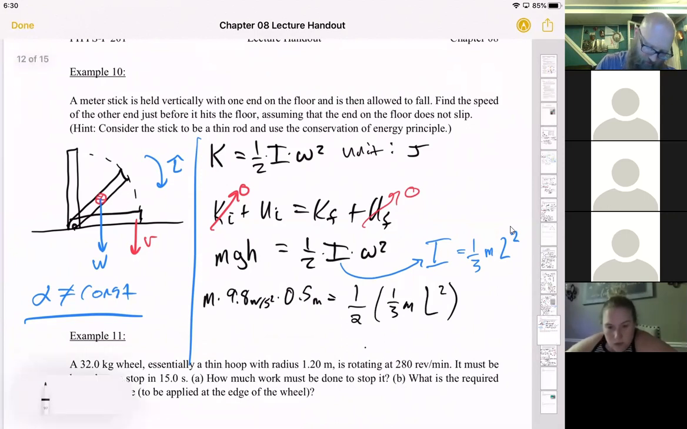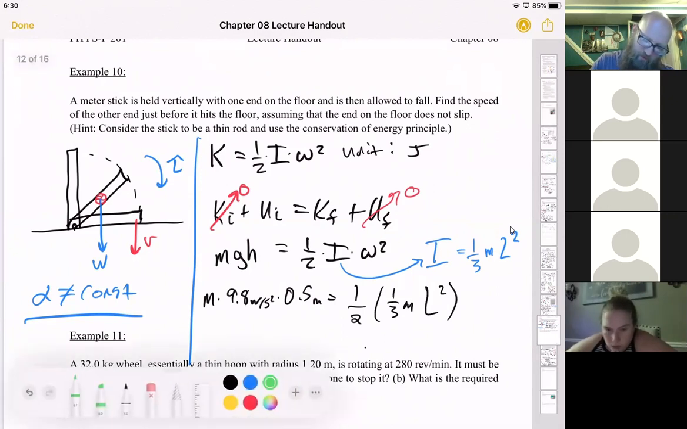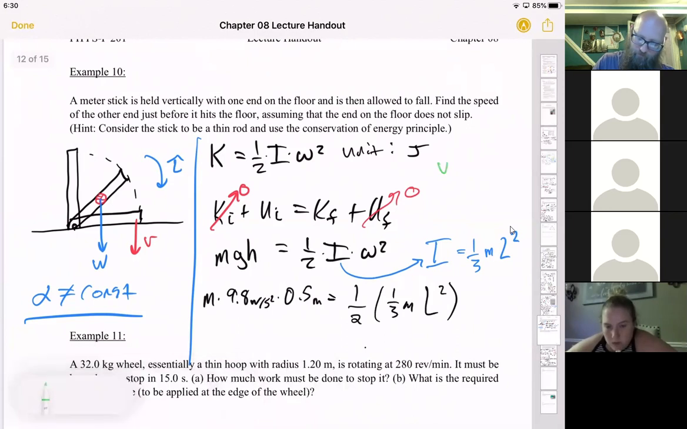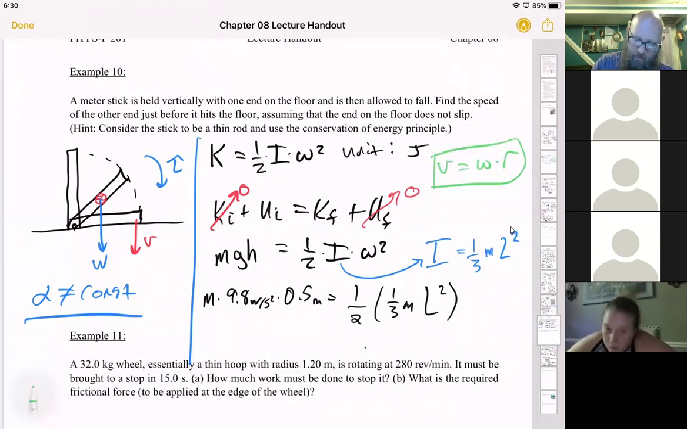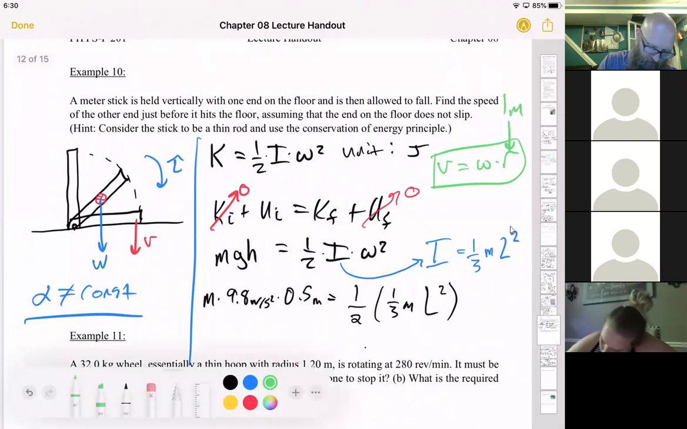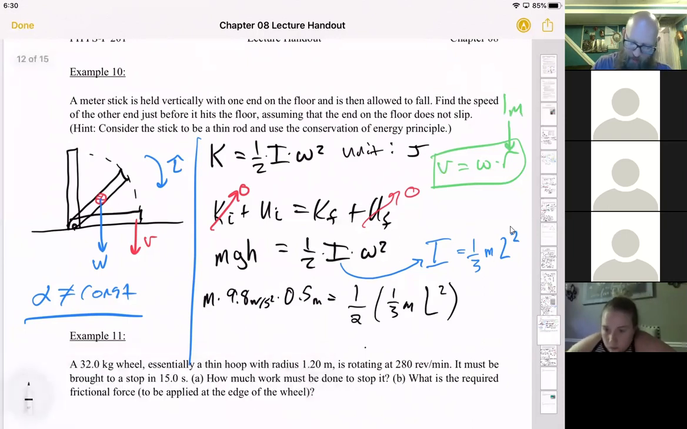And remember, v equals omega r. So I'm looking for v at the end. So r is going to be 1 meter, right? So L is 1 meter. I'll put L in for R as well. So omega is V over R. So that's V.